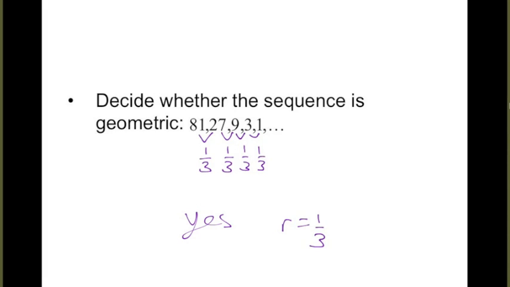Really, we can think of it as dividing by 3 each step of the way, but when it comes to our formulas, we want our ratio to be what we're multiplying by. So instead of thinking of dividing by 3, we're going to think of multiplying by 1/3. Questions?